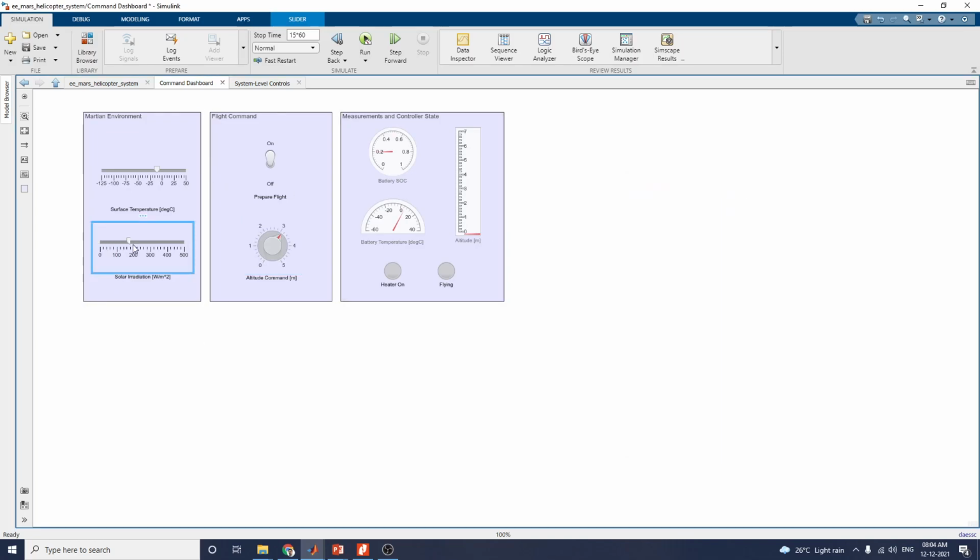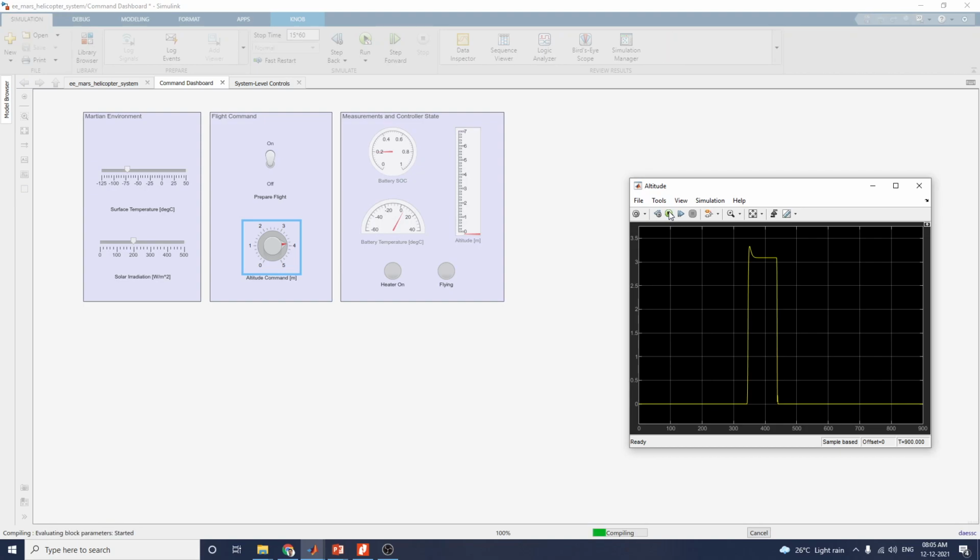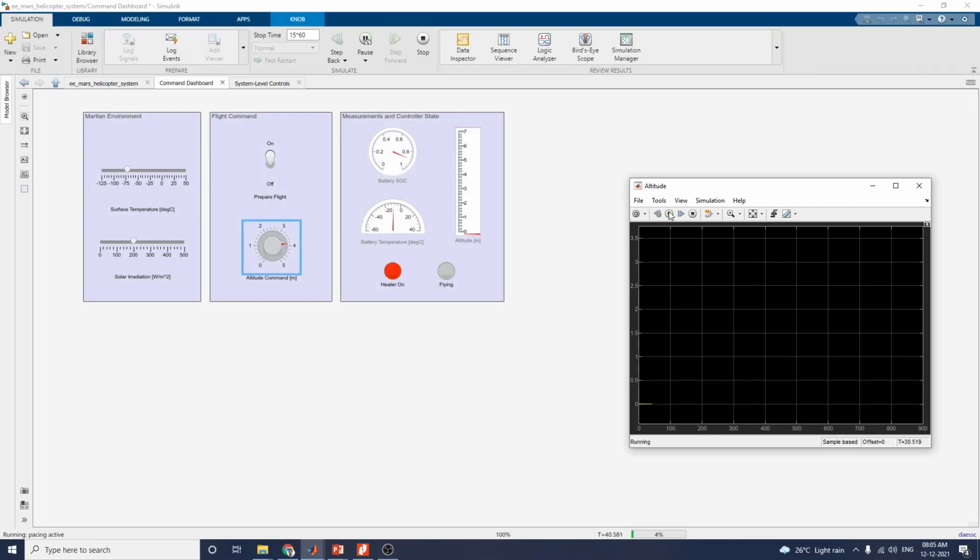Now I am adjusting with the 200 irradiance and the value is minus 75 and I am setting the attitude value. Well, now what will happen you can see. Now I am running by interactive dashboard functions. We can measure and control the state, and also by using the slider option you can vary the surface temperature and the solar radiation.